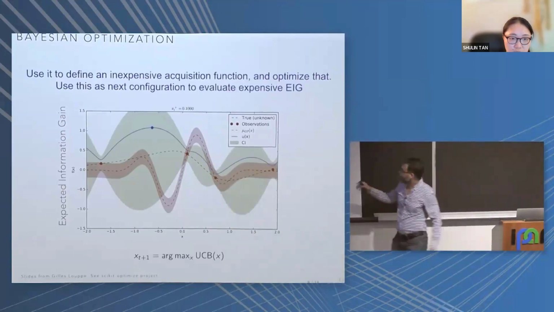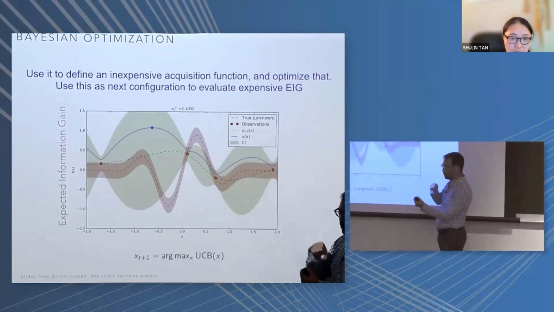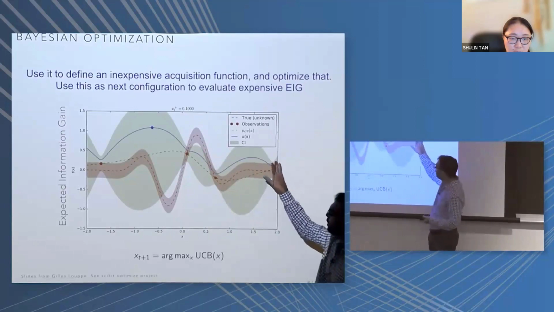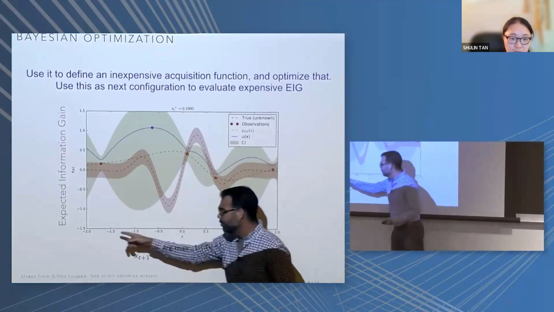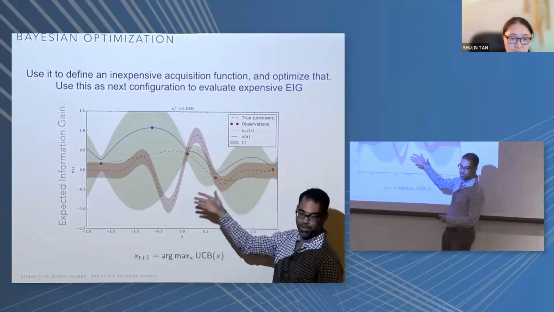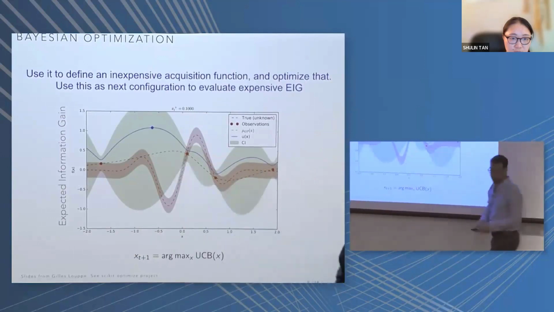Here, this blue curve is what's called an acquisition function, which is the trade-off between exploration and exploitation. It basically says how valuable I think it is going to be to run my simulator at all these different points. That's a cheap objective. I optimize that, I find the blue point, and I say I should go run my simulator there.